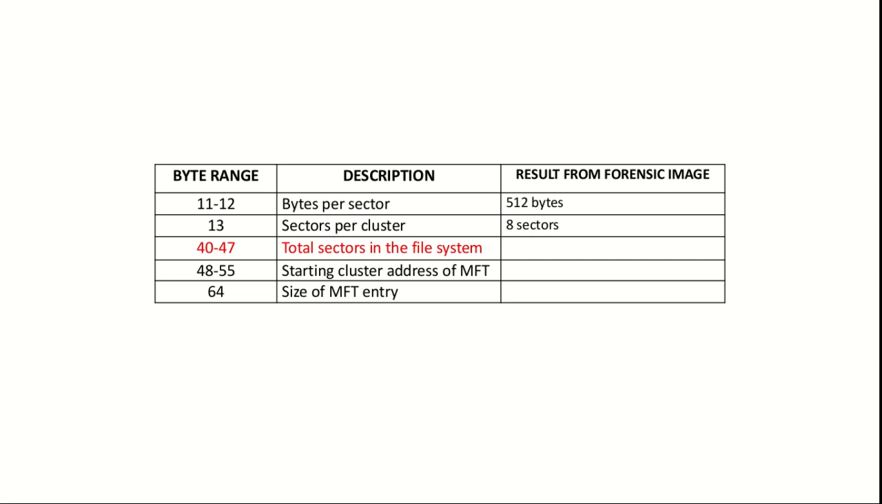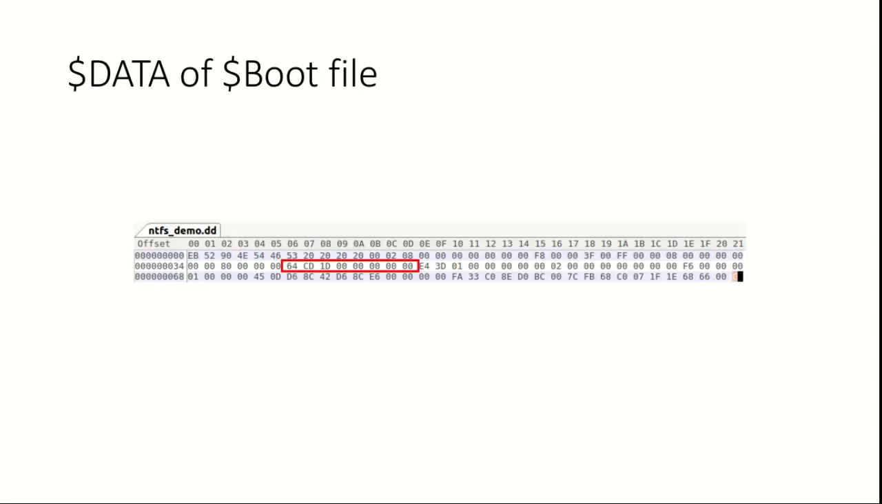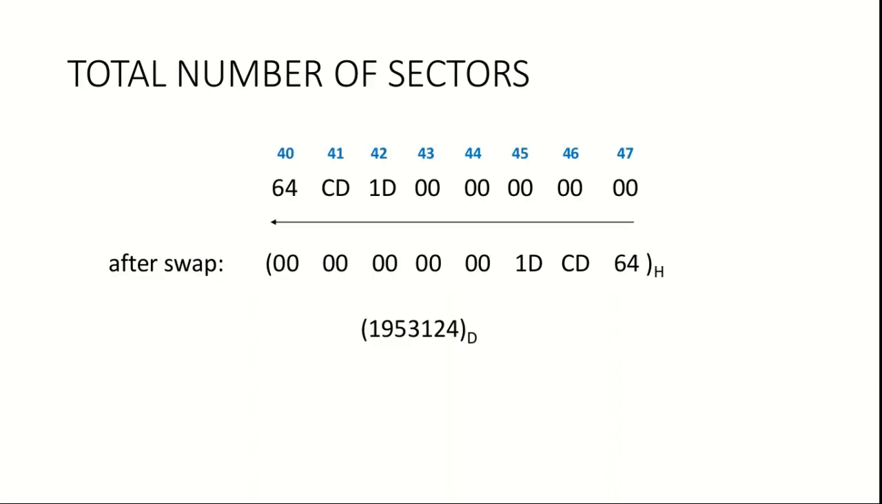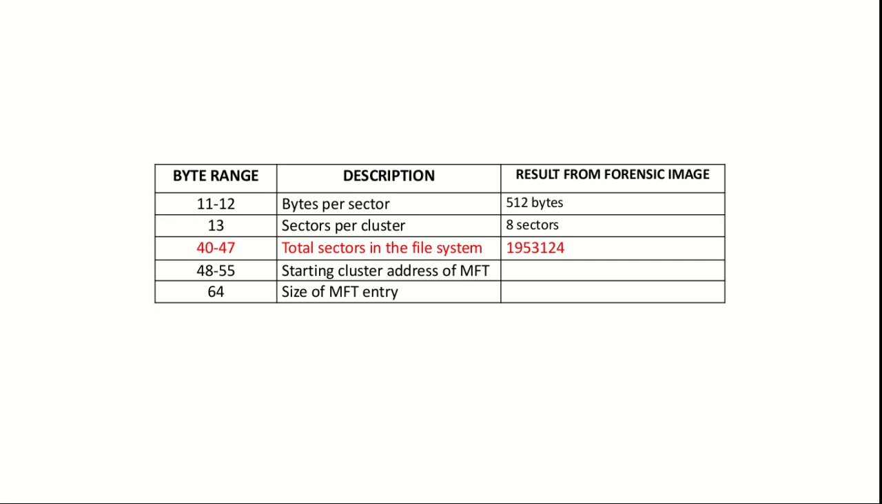Now, let us find the total number of sectors in the file system from bytes 40 to 47. We focus on the second row, which starts with byte 34, and look 6 positions away for byte 40. Then we retrieve bytes 40 to 47. Let's swap and process it. After swap and converting to decimal, we get 1953124. Let's update our table.